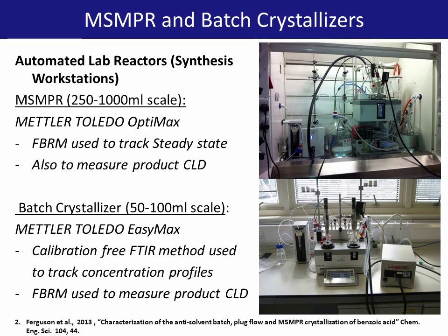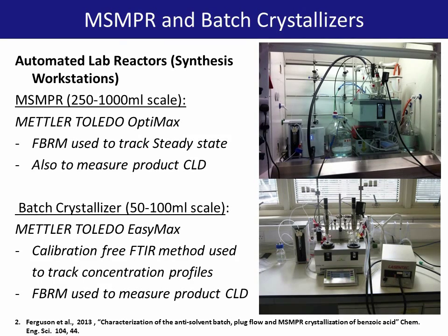The MSMPR runs were carried out in the Mettler-Toledo Optimax system, which was modified in order to allow pneumatic slurry transfers. Product withdrawal was carried out intermittently with the rapid periodic removal of up to 12% of total slurry volume. The FBRM was successfully applied in situ to track the attainment of steady state and also to compare the product CLDs for runs with various experimental conditions.